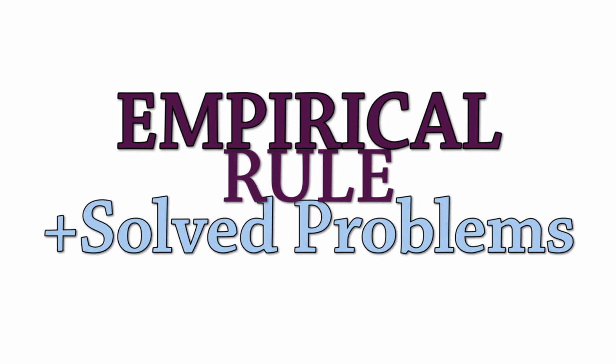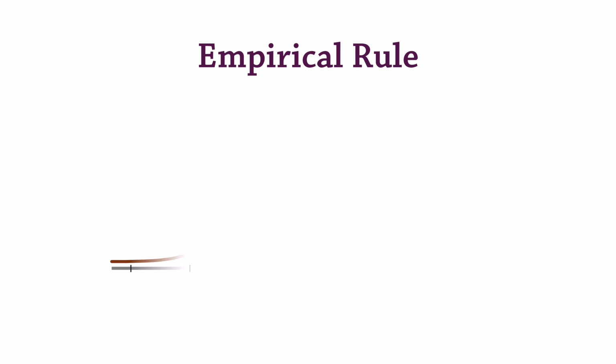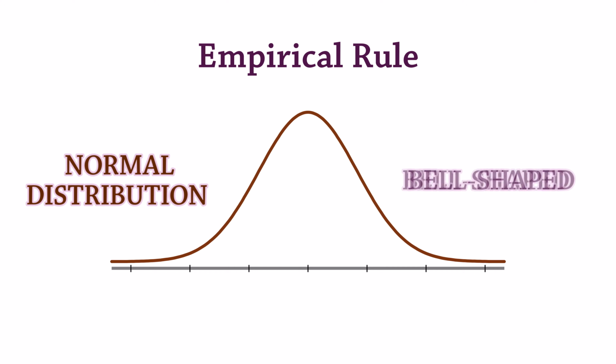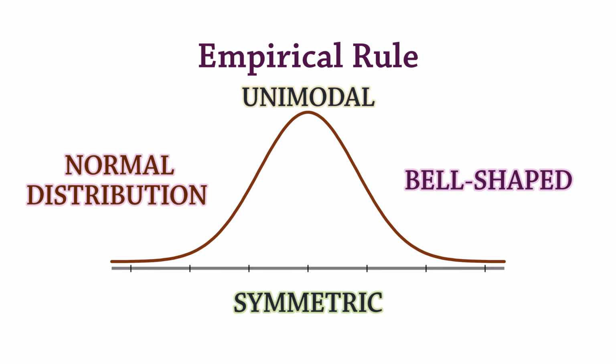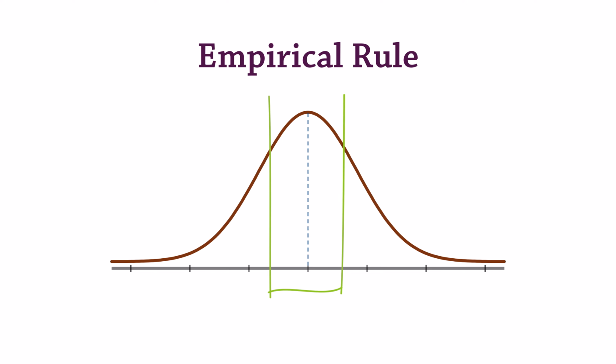Welcome to this video on the empirical rule, a powerful tool that helps us understand how data is distributed in a normal distribution, which is a bell-shaped, symmetric, and unimodal distribution. Symmetric because it's a mirror image of itself when it's cut in the middle. Unimodal means it has one mode or peak located at the center.